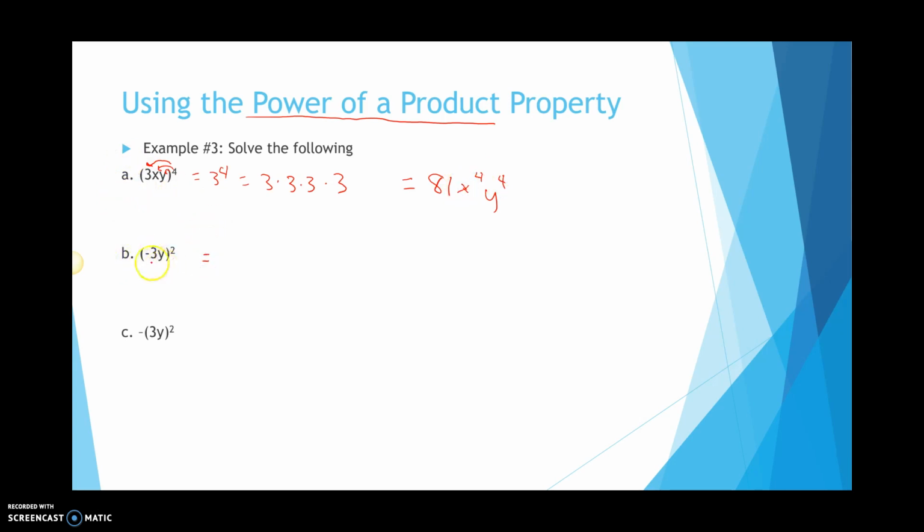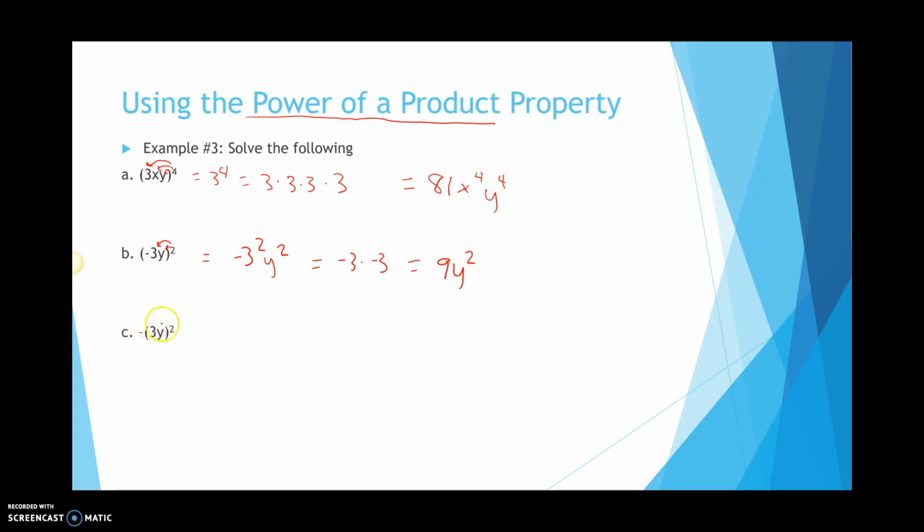Looking at B, we have in the parentheses negative 3y raised to the second power. That second power gets distributed to the negative 3 and to the y. So we think of this as negative 3 squared times y squared, which is negative 3 times negative 3, which gives me 9, y to the second power. That'll be my answer.